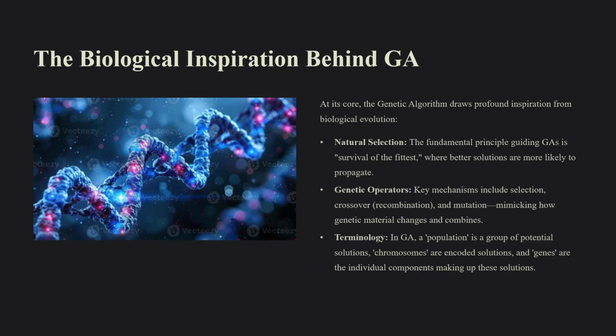In this slide, we will be talking about the biological inspiration behind genetic algorithms. At the core of genetic algorithms lies the beauty of biological evolution. Just like in nature, the fittest individuals have a better chance to reproduce. This is natural selection. The algorithm uses three main genetic operators: selection, crossover, and mutation, which mimic how genes combine and evolve in living organisms. Let's take an example. A population represents a group of possible solutions, chromosomes represent potential answers, and genes are the components that form these solutions.